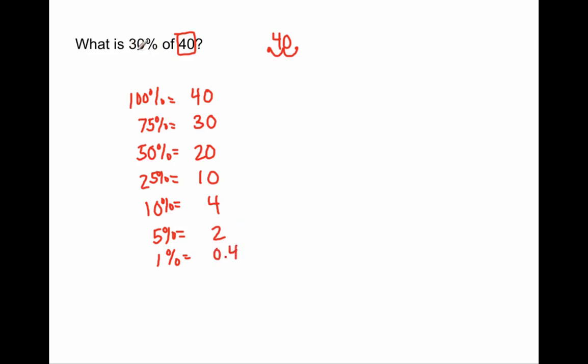Now if you look, you're trying to find 30%, and let's see, 30% will be over here, so I'm going to use 10%, and I can multiply that by 3. And so 10% is 4. If I multiply 4 by 3, I can get 12. Or I can simply add up 25% and 5% and get 30% as well. And 10 plus 2 is 12. So there are multiple different ways that you can do this. Whichever way works best for you, you should use. So 30% of 40 is 12.